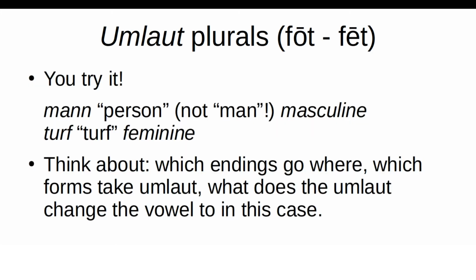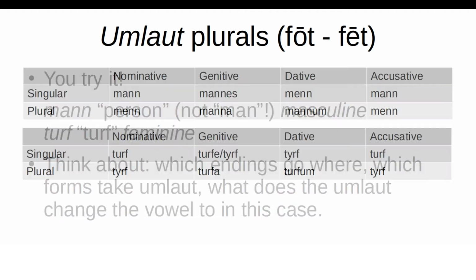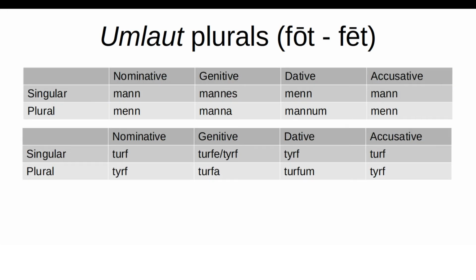So you try it. We have a masculine one, which is mann, which means person. It does not mean man. Man is wer. And we have turf, which means a piece of turf, a piece of sod, and that's a feminine noun. So think about which endings go where, which forms take the umlaut, what vowel do you put in for the umlaut. So I'll give you some time. So the right answer for mann is as follows, and likewise for turf.